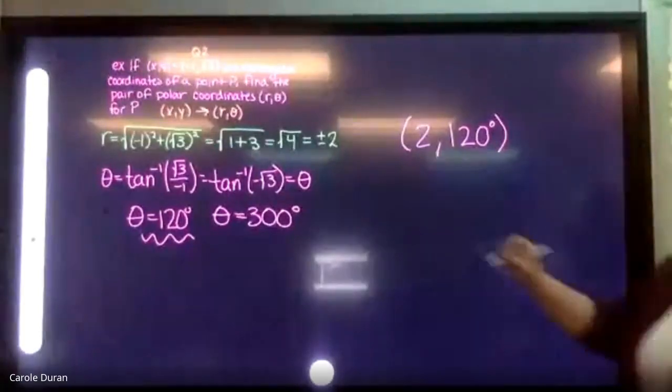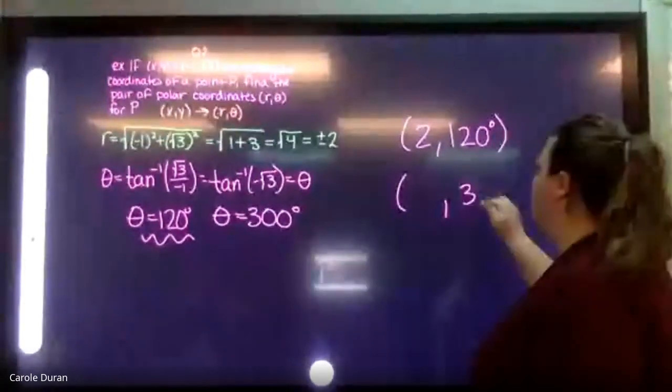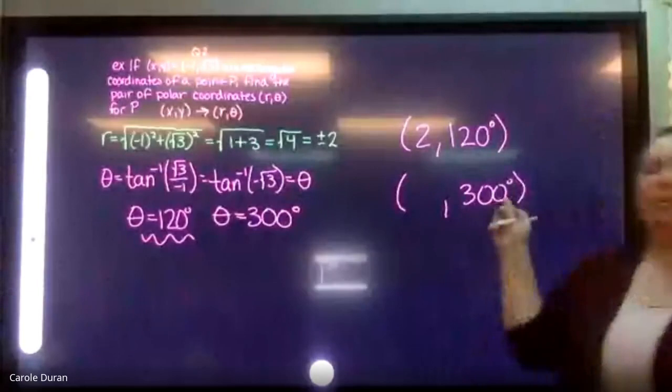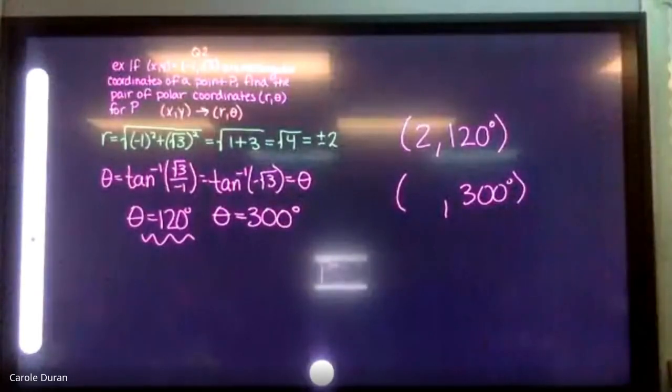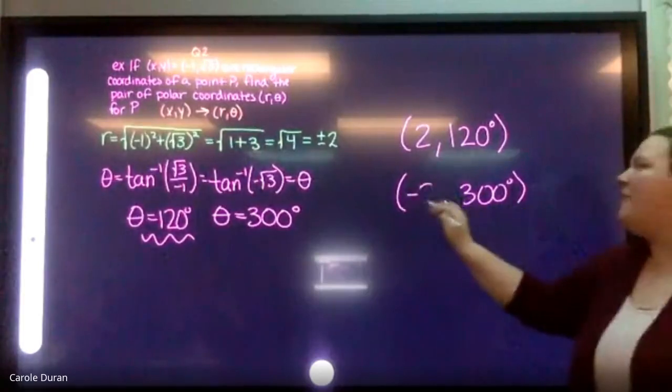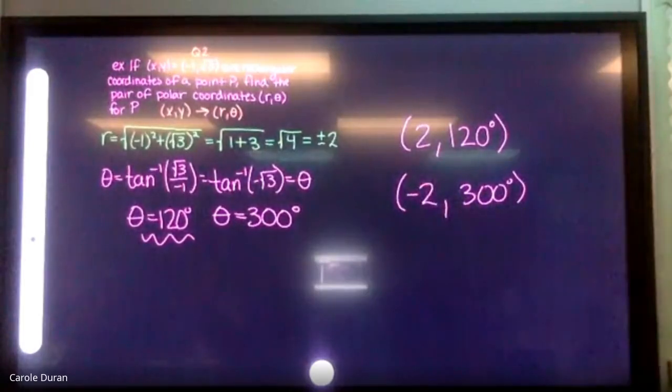What if I chose the angle 300 though? What quadrant is 300 degrees in? 4. So if I need to end up in quadrant 2, can I walk forward and stay in quadrant 4, or do I need to walk backwards? We need to walk backwards, so that means I would assign the negative 2 to the 300.